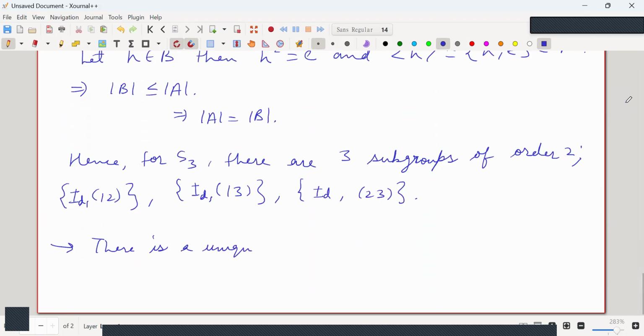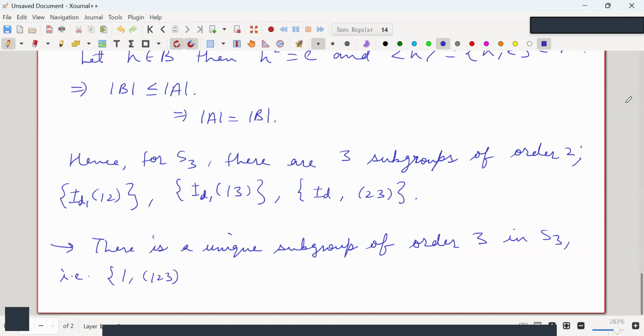There is a unique subgroup of order 3 in S3, that is identity, (1 2 3) and (1 3 2). Very good. Because if (1 2 3) is there, its inverse has to be there. That is just (1 3 2). And these are just the two elements of order 3. So the subgroup generated by (1 2 3) is also this, and the subgroup generated by (1 3 2) is also this. Okay. Good.